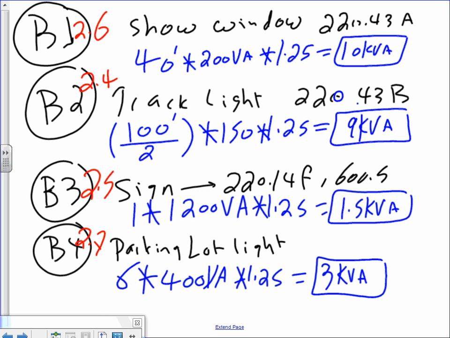What's the NEC code? Actual. No. Multiply by actual light. I'm trying to get you a reference.